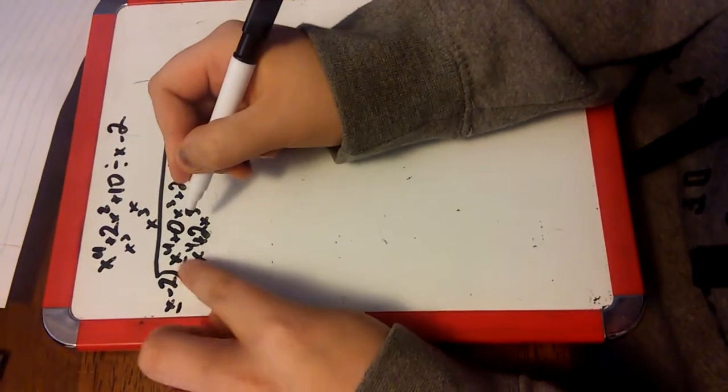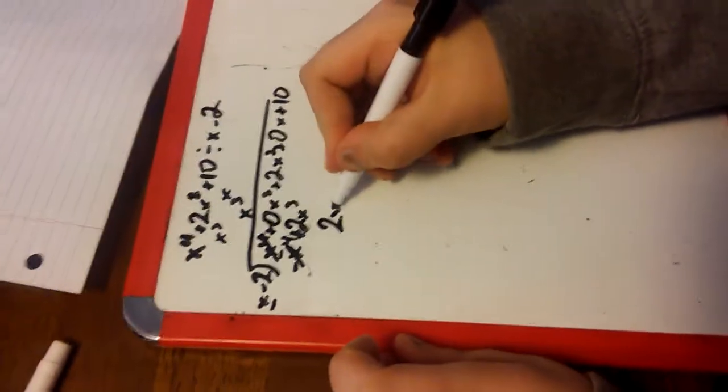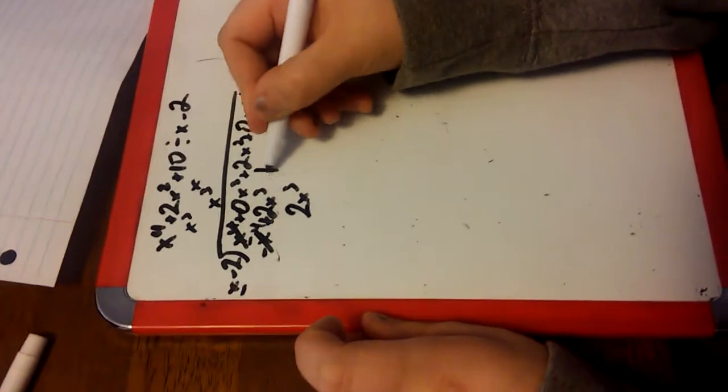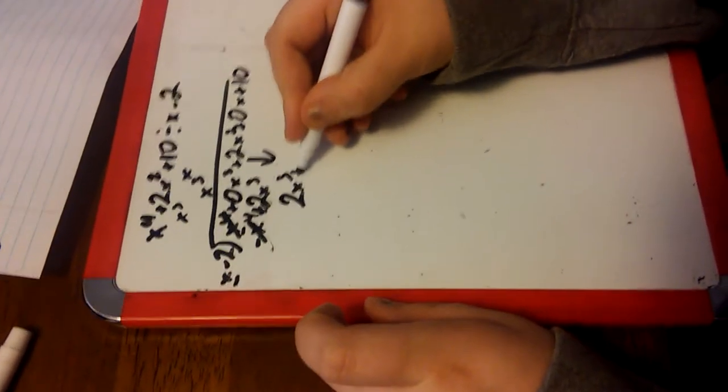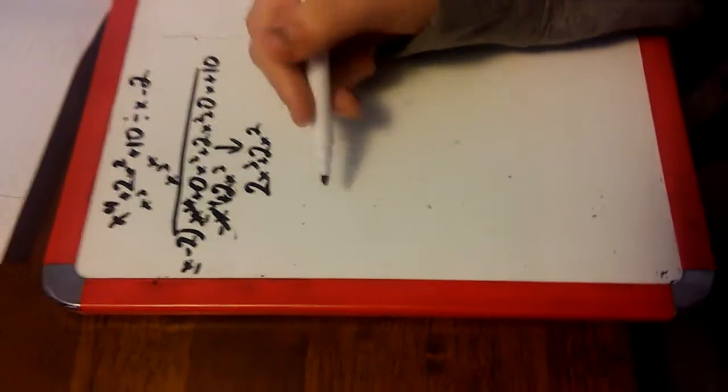This will have to become a positive, and then this will become a negative. So these two cancel out, and then you are left with 2x to the third. You bring down your positive 2x to the second, and you'll do it over again.